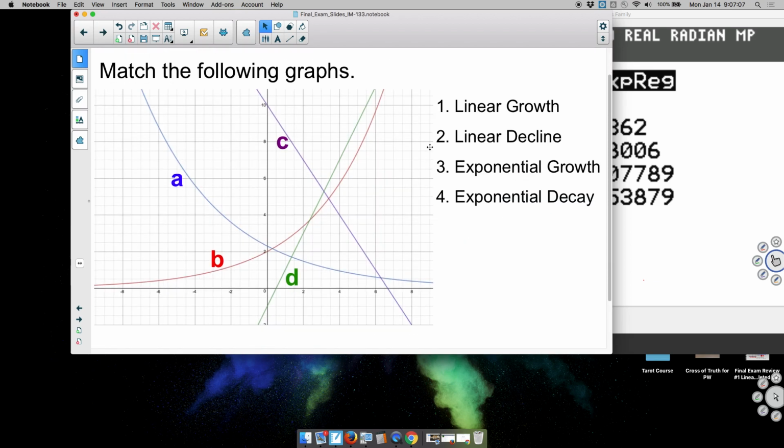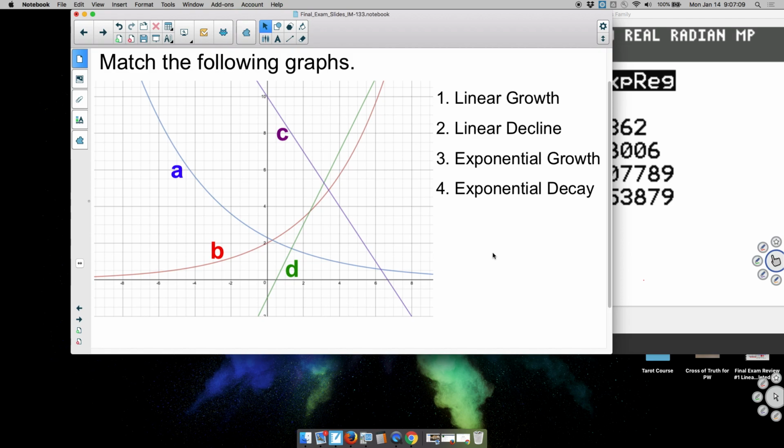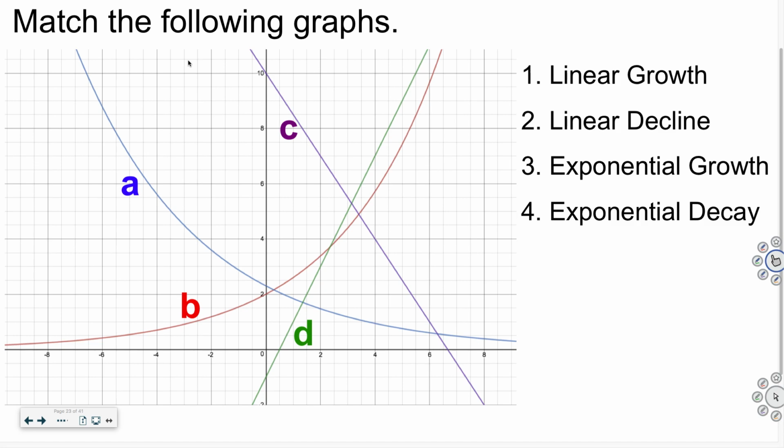Okay, number 4, let's match the following graphs. So we have 4 scenarios here. We have 2 exponentials and 2 linears. Let's take care of the linears first. C appears to be going in what direction? Down. So C is a linear that's going down, a linear decline. So this would be line C, a linear decline.